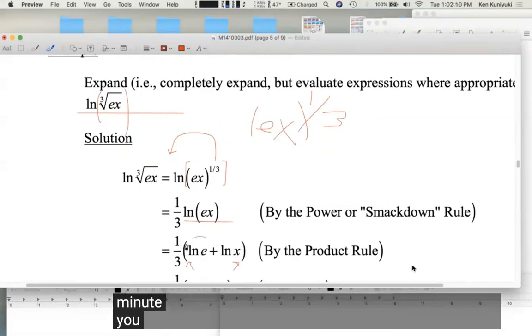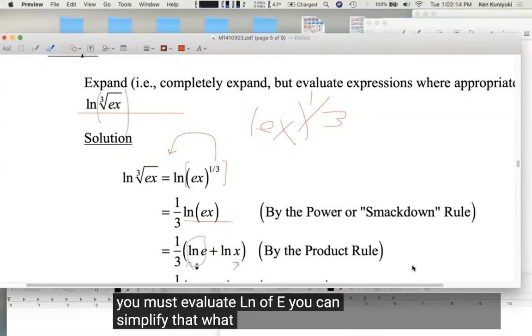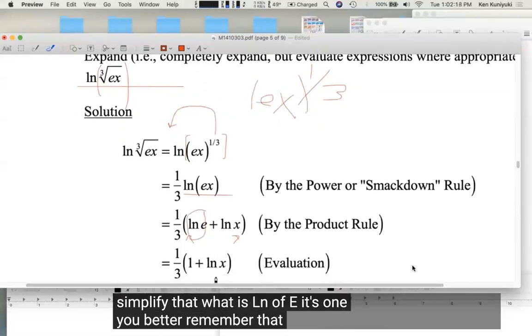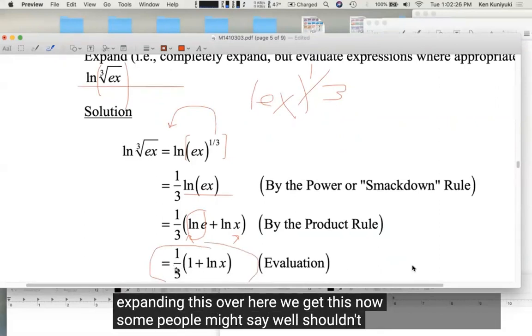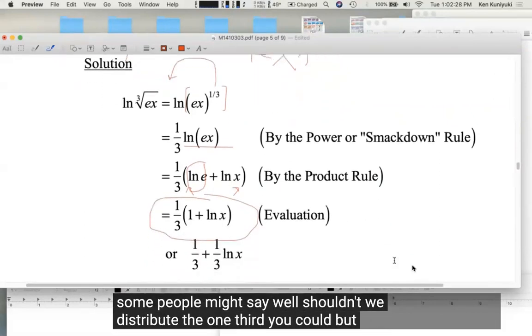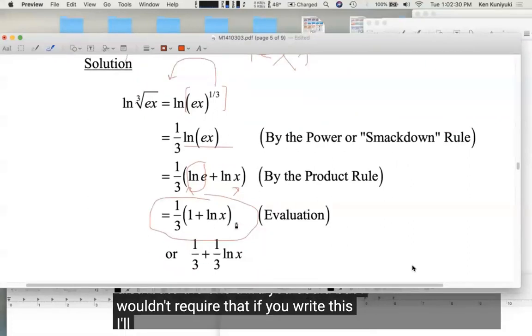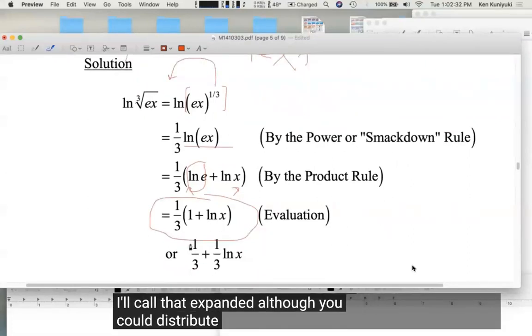But wait a minute. You must evaluate ln of e. You can simplify that. What is ln of e? It's 1. You better remember that. So when you're expanding this over here, we get this. Now, some people might say, well, shouldn't we distribute the 1/3? You could, but I wouldn't require that. If you write this, I'll call that expanded, although you could distribute and get this over here.